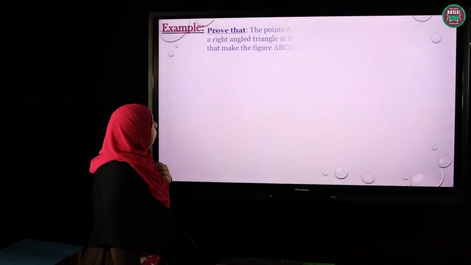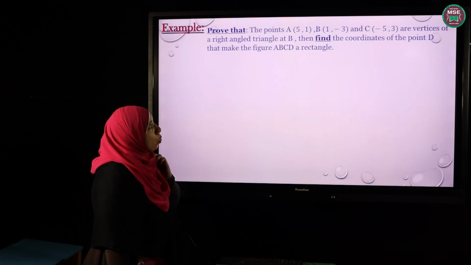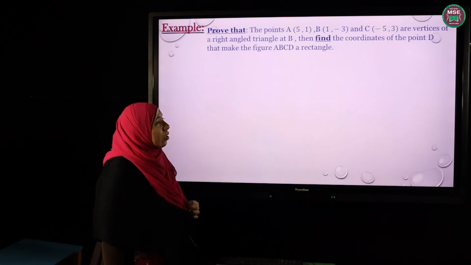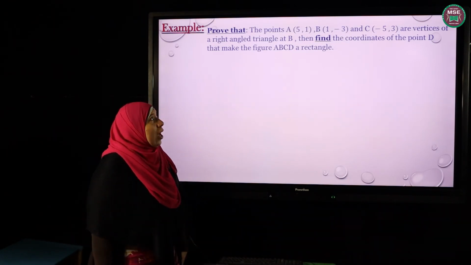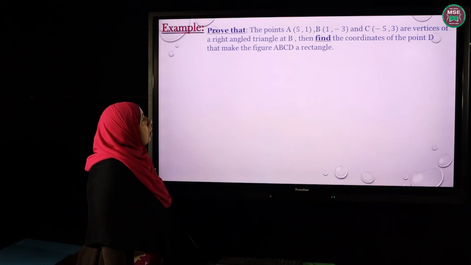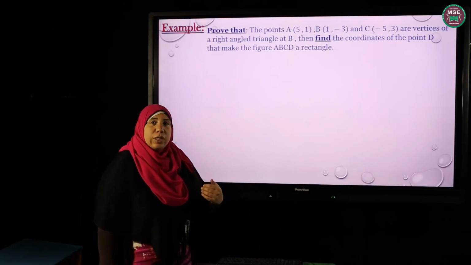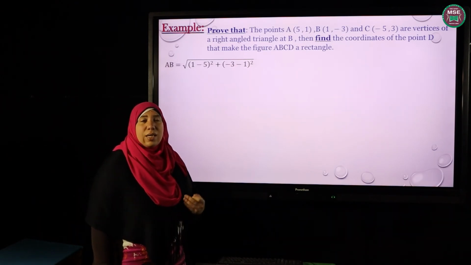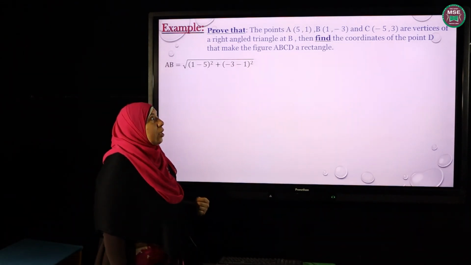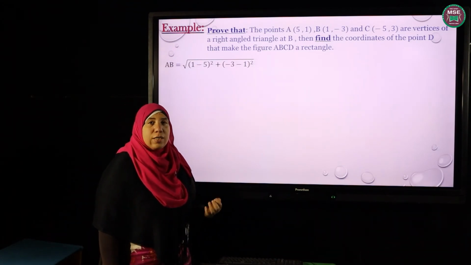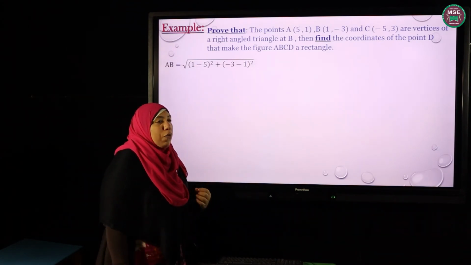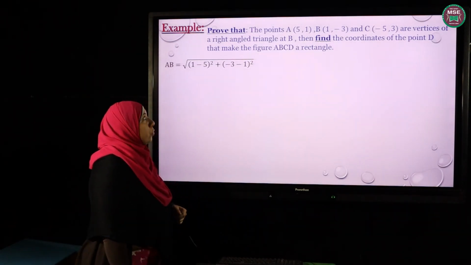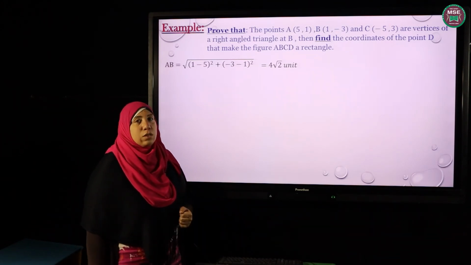For example, prove that the points A(5, 1), B(1, -3), and C(-3, 5) are vertices of a right angle triangle at B. To prove I have a right angle triangle, I use the distance rule we learned in the last lesson. I need to find the three sides, AB, AC, and BC, and find the squares of the sides. Then find that the greatest side squared equals the sum of the squares of the other two sides.